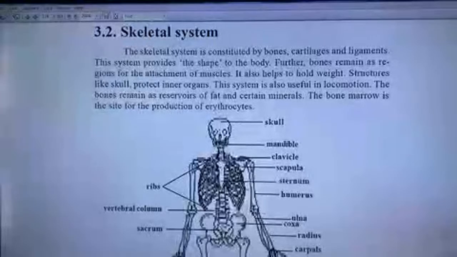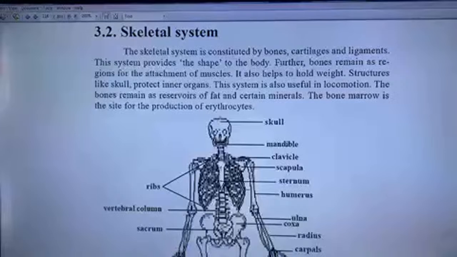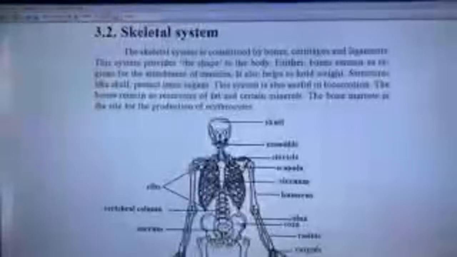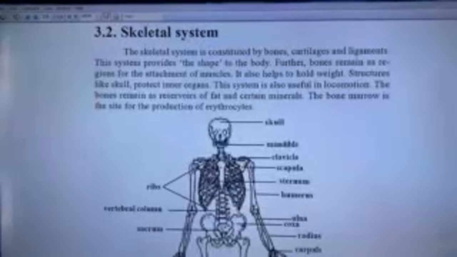This system provides the shape to the body. Further, bones remain as regions for the attachment of muscle. It also helps to hold weight. Structures like the skull protect inner organs. The system is also useful in locomotion. The bones remain as reservoirs of fat and certain minerals. The bone marrow is set for production of erythrocytes.